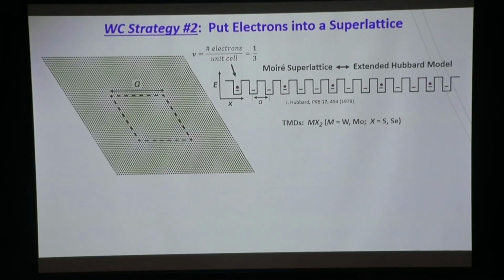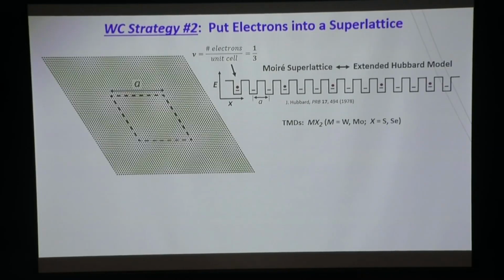He predicted they will crystallize when the filling factor is equal to a rational fraction, like 1/3, as I draw up here. And so here's the filling factor. Nu is the filling factor. It means the number of electrons per unit cell. So here the filling factor is 1/3. That means I have 1 electron for every 3 unit cells. You can see the little red balls, they've frozen into a crystal.